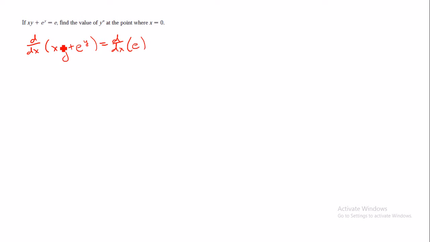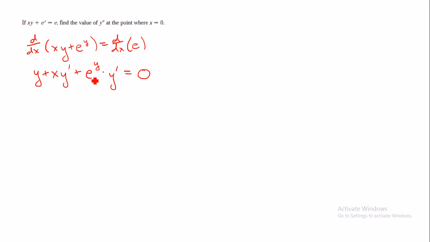So on the left-hand side, I first need to use a product rule. Derivative of x is 1 times y, plus, leave the x alone, times derivative of y is just y prime, plus e to the y. Derivative of e to the y is e to the y times the derivative of the stuff inside. Derivative of y is y prime. Equals, the right-hand side, d/dx of e, its derivative of a constant, is just 0.